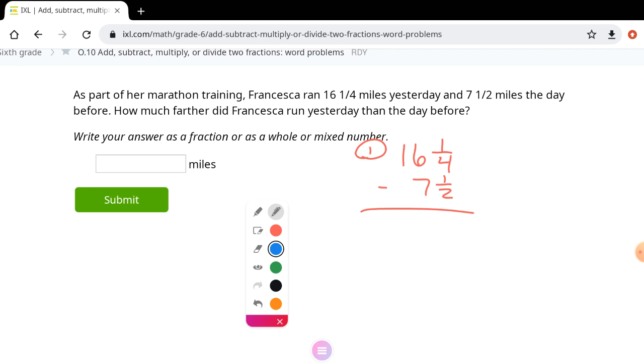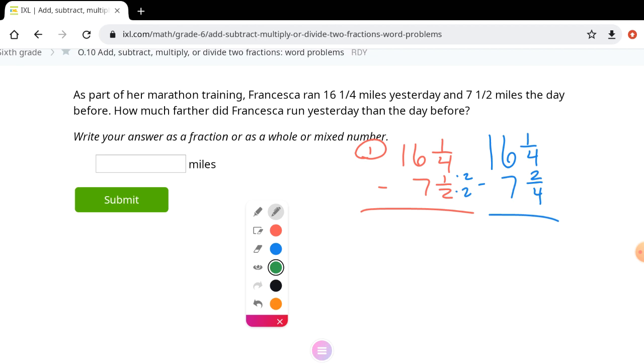Stella, what'd you get as your common denominator? 4. So she left the first one the same. The other one she did times 2. Why can't I get my answer yet? Sophia? Because you can't do 1 minus 2.